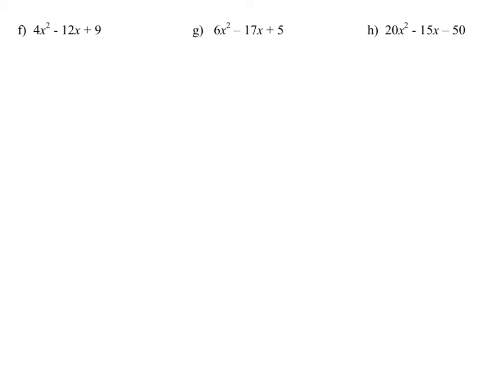Let's factor 4x squared minus 12x plus 9 using the AC method. A is the leading coefficient, which is 4, times 9, which is the constant, C. 4 times 9 is 36. And the pairs of factors of 36, you can list them out. There are quite a few.